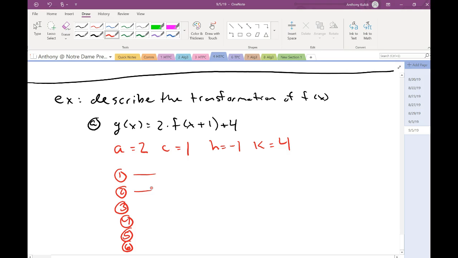Step 3, we have to look at the sign of the A value. Since A is positive, nothing's going to happen in step 3. In step 4, we have to look at the magnitude of the A. Since the absolute value of A is greater than 1, we have a vertical stretch by a factor of 2. And yes, I do need you to write by a factor of 2.